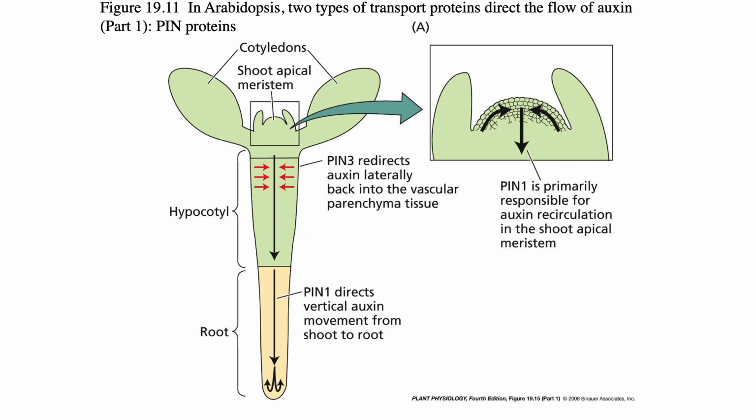PIN1 mediates vertical transport of IAA from the shoot to the root in the apical meristem and in the root. AUX1 creates an auxin sink that drives basipetal auxin transport upwards from the root apex via PIN2 efflux carriers. Since some lateral diffusion of auxin may occur, PIN2 and PIN3 are thought to redirect auxin back into the vascular parenchymal tissue where polar transport takes place.